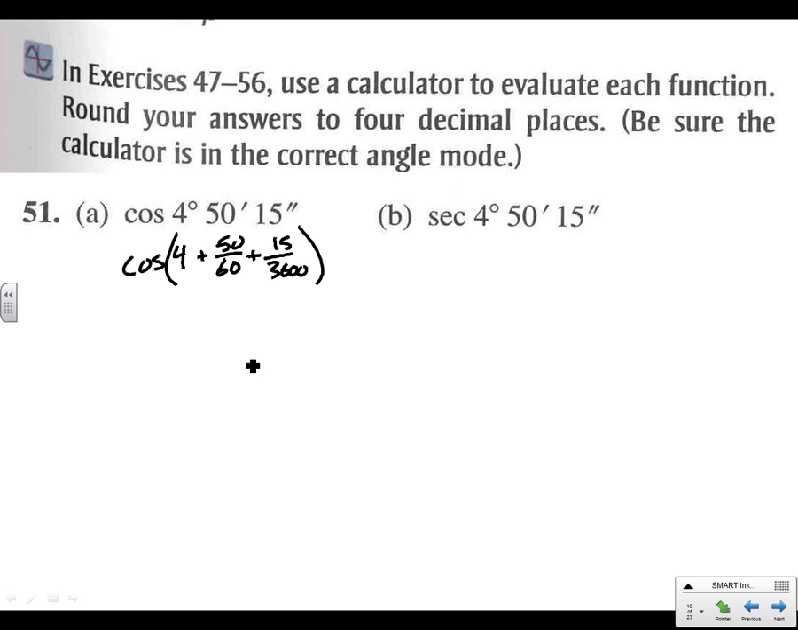I got 204, which doesn't seem right, does it? Let's try that one more time. 4 plus 50 over 60 plus 15 over 3,600. 4.83.